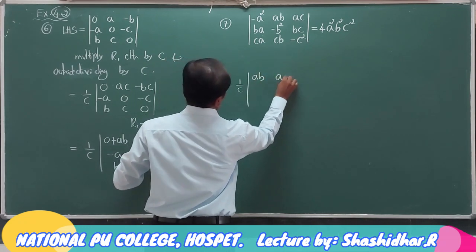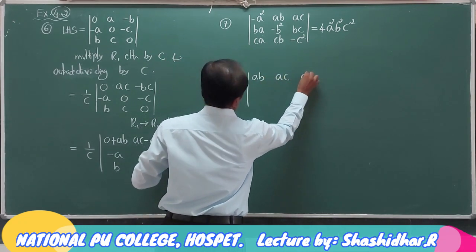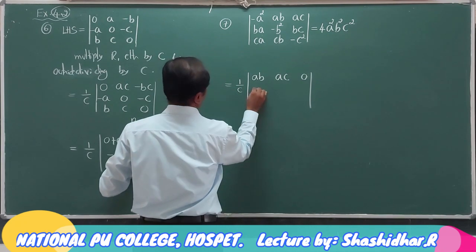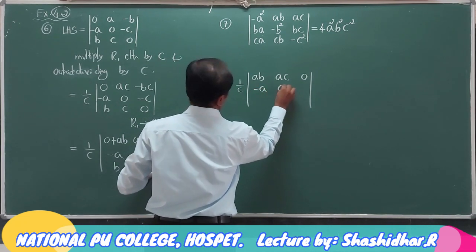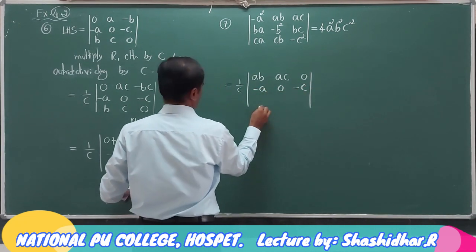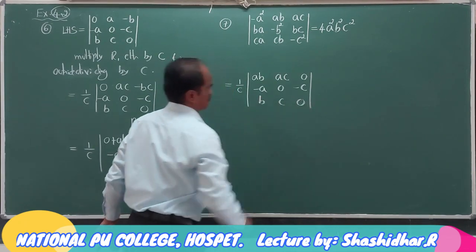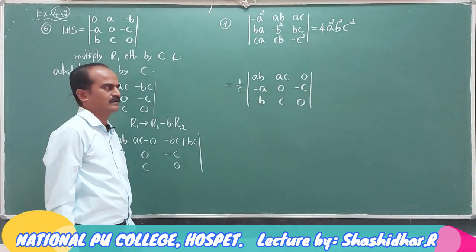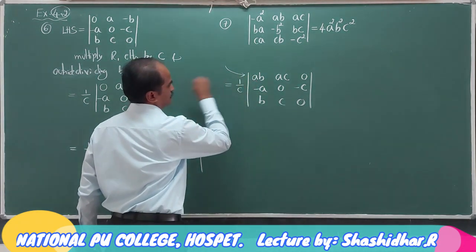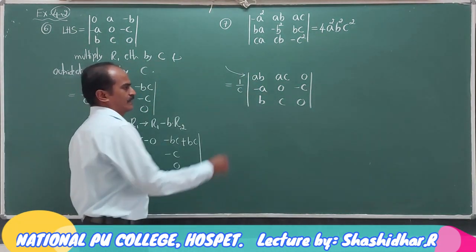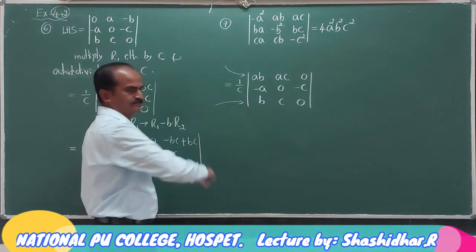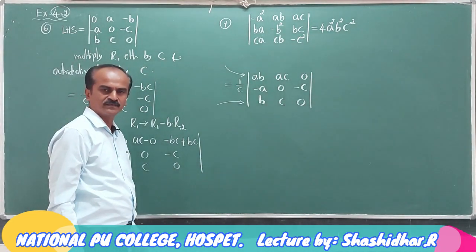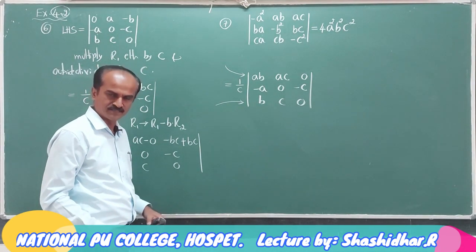AB, AC, 0. Second row: minus A, 0, minus C. Third row: B, C, 0. Now observe the first row elements and third row elements. They are proportional. Here itself we can write straight away 0.